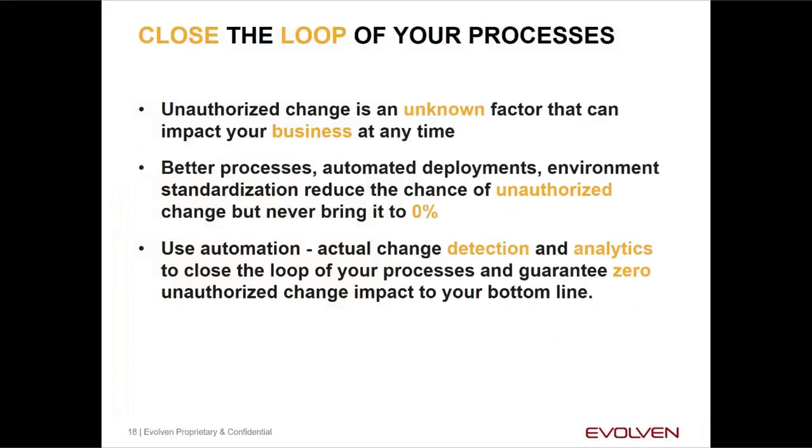So the last thing is to close the loop of your processes. Look, unauthorized change is simply an unknown factor that can impact your business. So the best thing we can do is build our processes around this and automate as much as we can. But the reality is an unauthorized change will never be brought to 0. We can get better, but we can never get it down to 0. So let's use automation, the actual change detection and analysis. Let's close this loop process to try to get down to 0 unauthorized change. Now, the reality is it's going to happen. But if we can keep it from impacting or causing incidents, that's our goal.